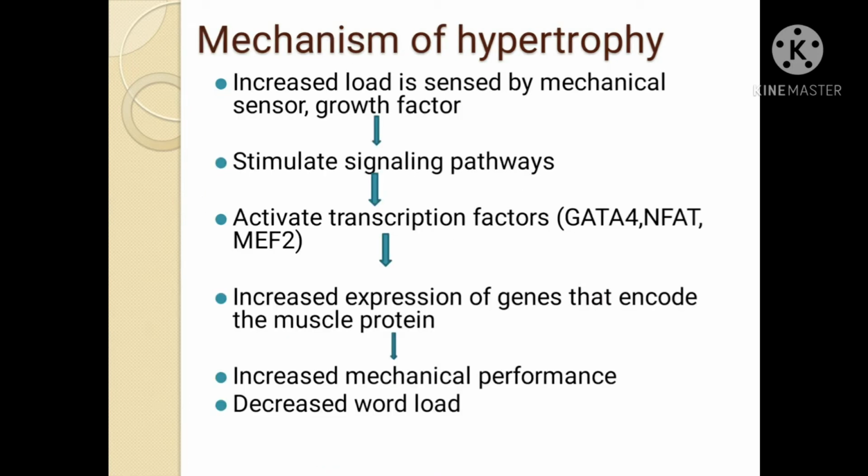Let's see the mechanism of hypertrophy. When the increased load is sensed by the mechanical sensor, it stimulates the signaling pathway, which in turn activates transcription factors such as nuclear factor of activated T cells and myocyte enhancer factor 2. This results in increased expression of genes that encode the muscle protein. As a result, there is increased mechanical performance and decreased workload.